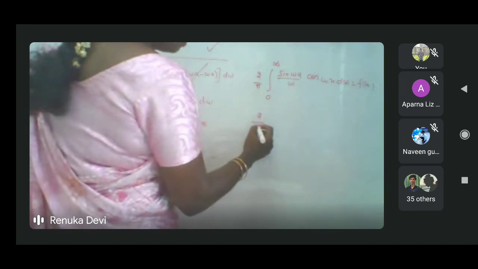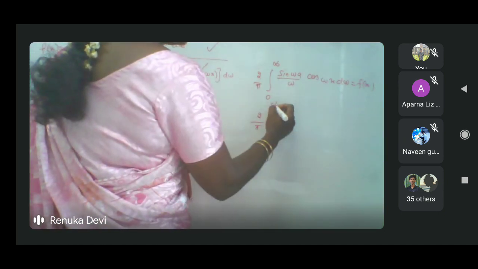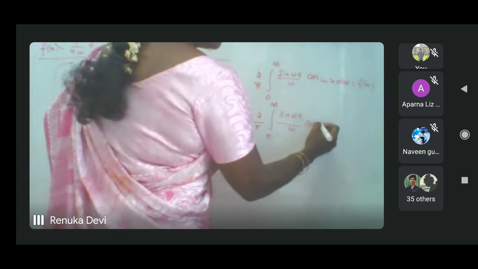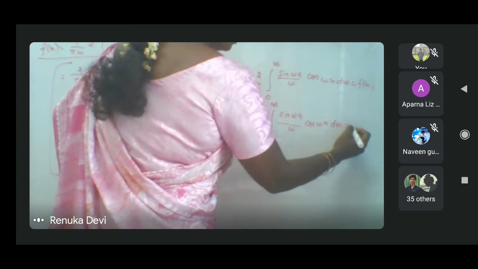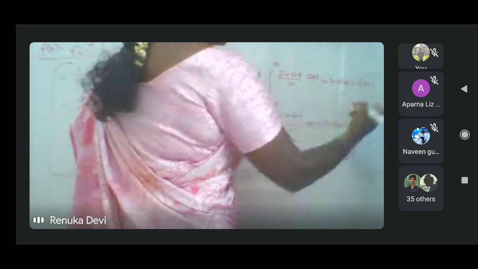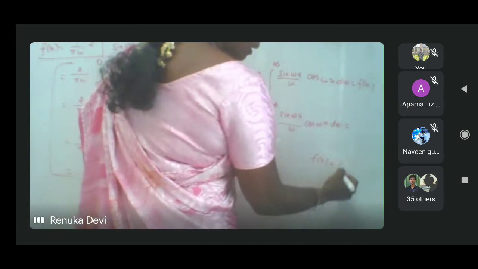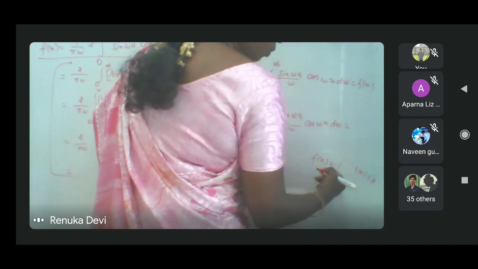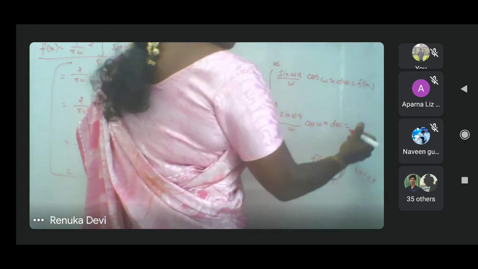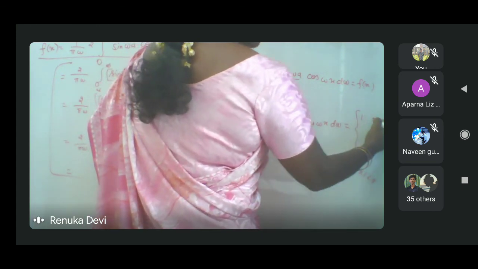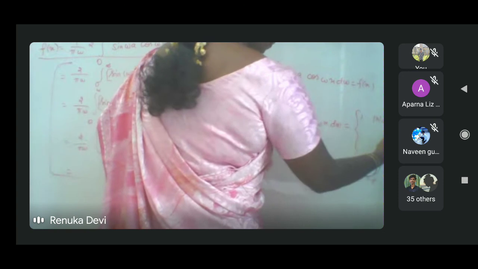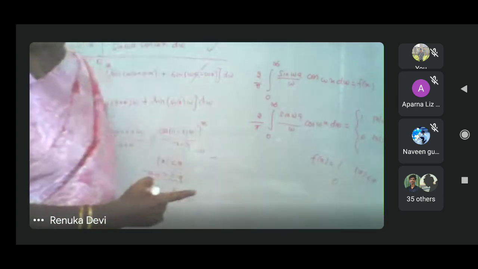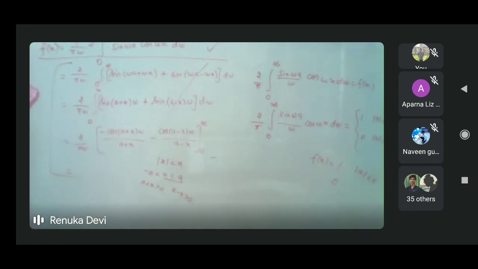This is 2 by pi integral 0 to infinity sin wa by w cos wx dw equal to f of x. The f of x value will be either 1 or 0. When modulus x is less than a, it is 1. Otherwise, it is 0. So this is equal to 1 if modulus x less than a and 0 if modulus x greater than a. Is it okay? The function is defined like this, isn't it?